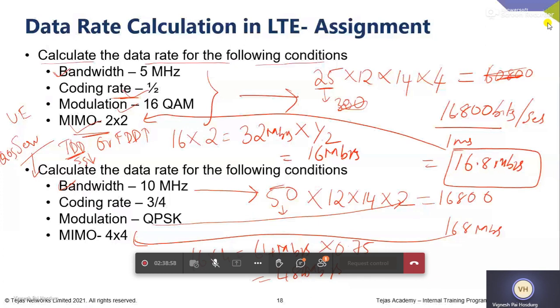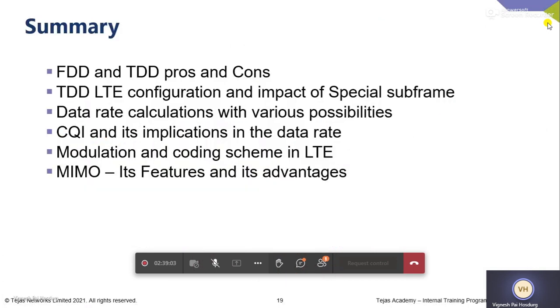So quickly summarizing whatever we discussed so far, we looked at FDD and TDD, their frame duration, what the differences are, and how the PSS, SSS and PBCH placement is done in both configurations. We specifically looked at TDD LTE configuration, and we also looked at the special subframe. TDD configuration is 0 to 6, totally 7 configurations. Special subframe is 0 to 8, totally 9 configurations. Data rate calculation we looked at with various possibilities.